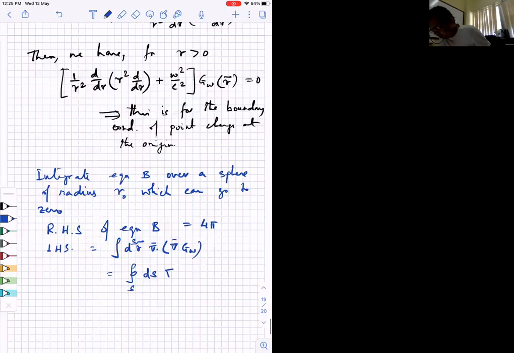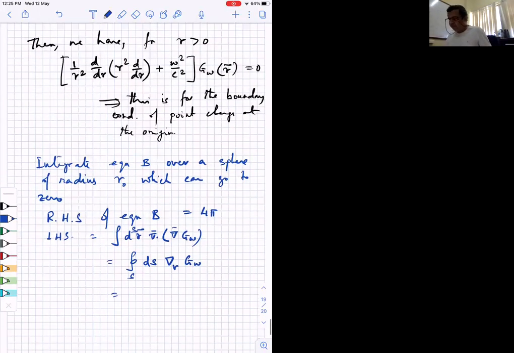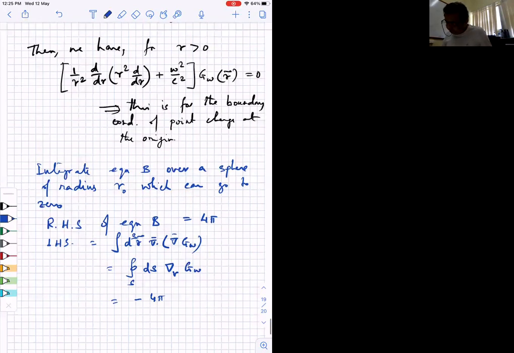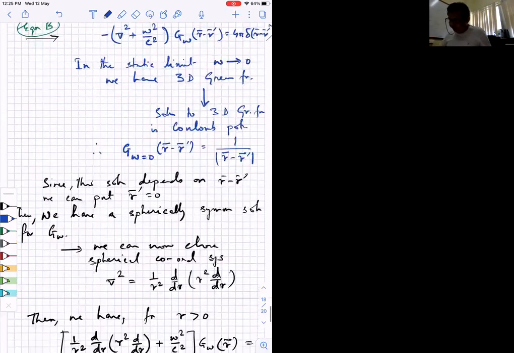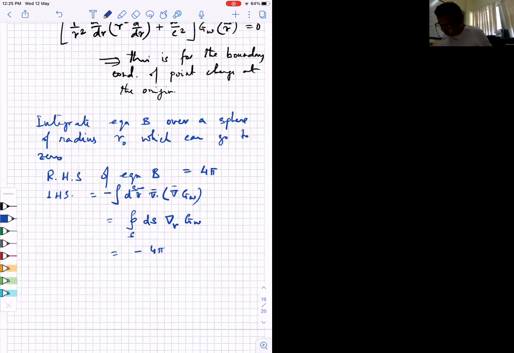I'm going to write down R to show that only radial dependence is there. G_omega. This will become minus. There is a minus sign over here. That's 4 pi r squared. And over here, I have used the radius.